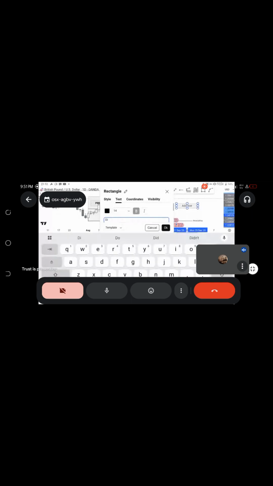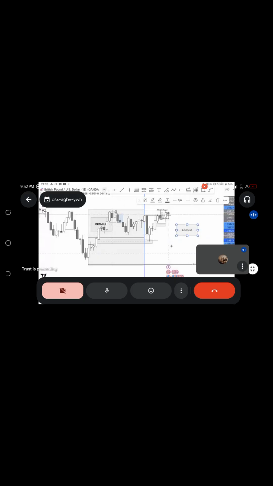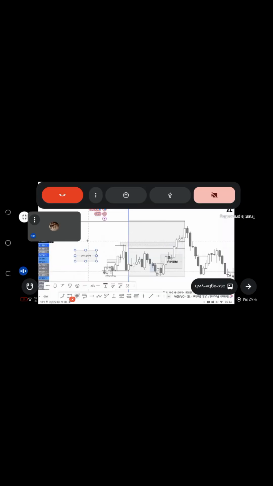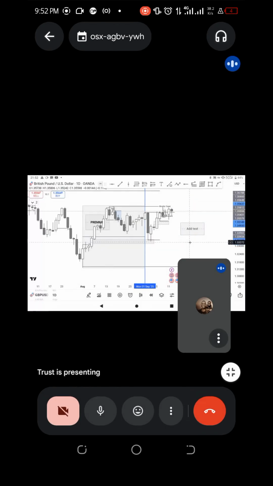You are talking about once the range is marked out, within the box, then you divide the box into two, that is the 50%. And then depending on the market structure, if the market goes below or above the 50%, it is a likely sign that the market is about to reverse or go up. Yes. Okay.